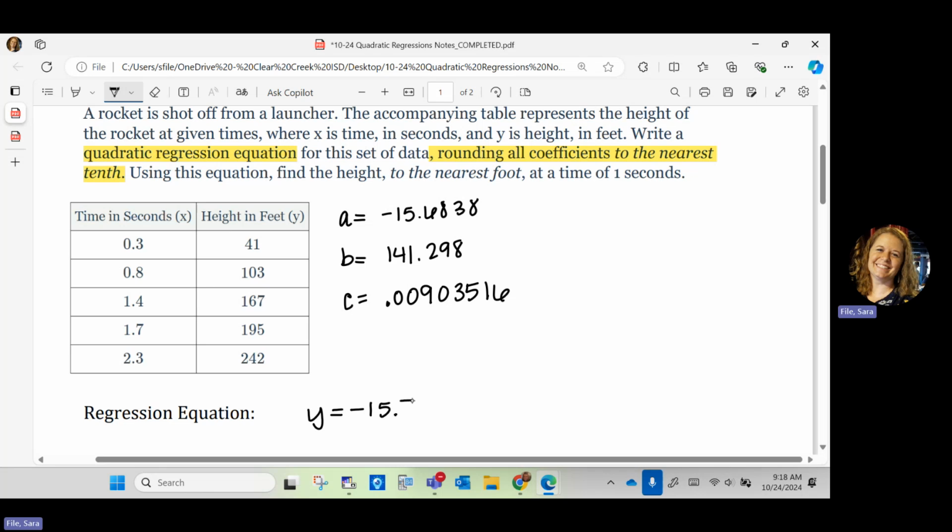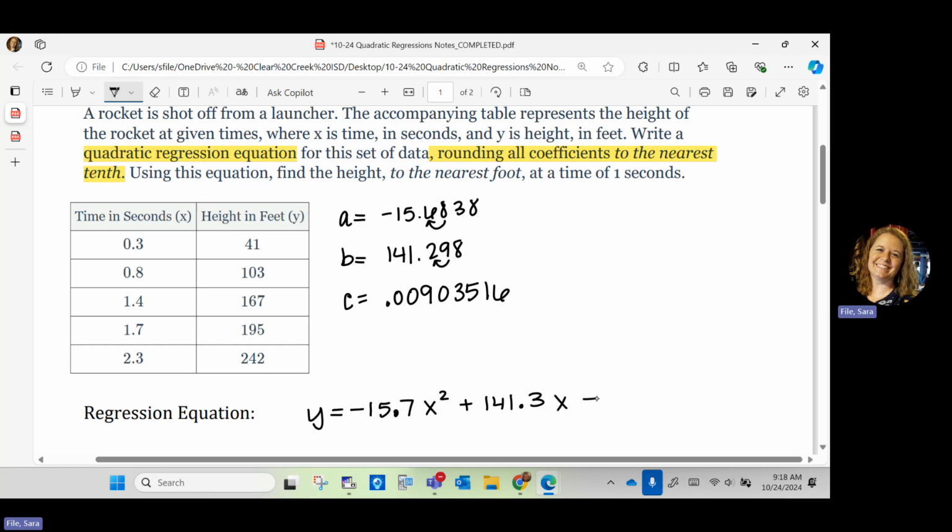0.7, very good. Okay, that 8 would round that 6 up. Okay, so negative 15.7 x squared, then b is positive, so plus 141 point what? I'm rounding to the tenth. Good. That 9 would round that 2 up to a 3. Okay, and then you have x.